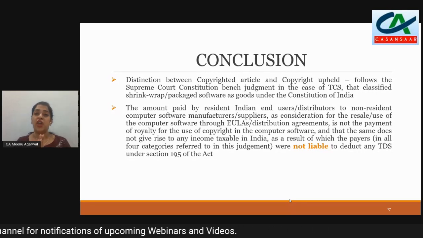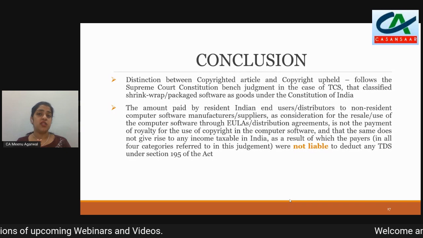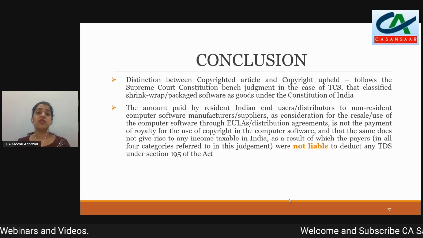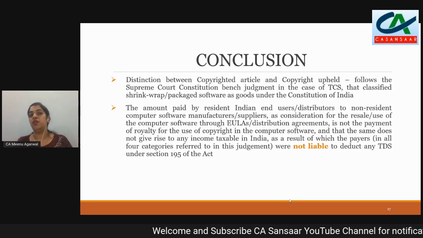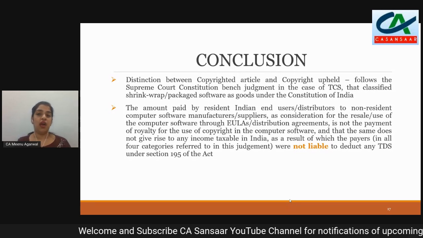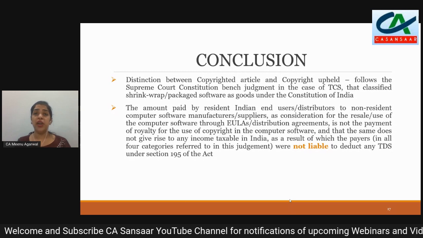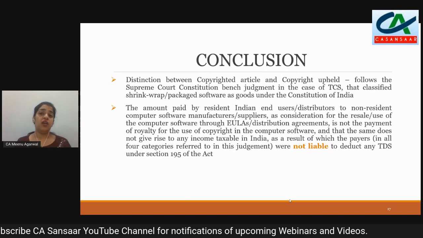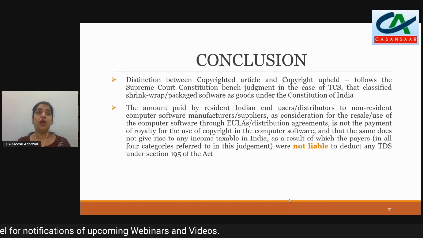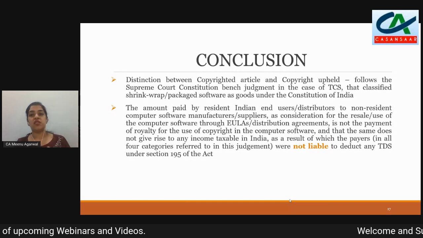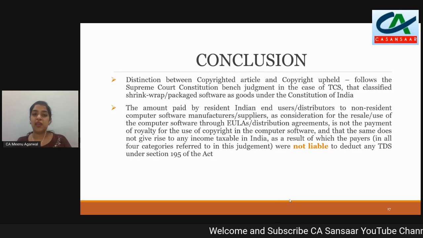This is going to be a very welcome judgment. A lot of the assessees are going to benefit from this. Many assessees may just apply for a refund because they would have already deducted the tax and remitted it. But for sure, there are certain points which are still open, as to whether the medium of delivery makes any difference in applying this case law.